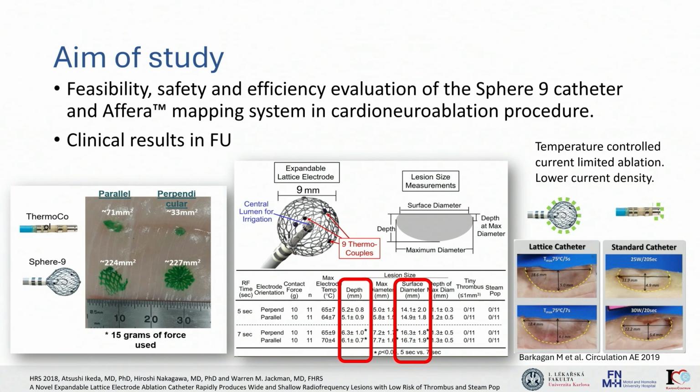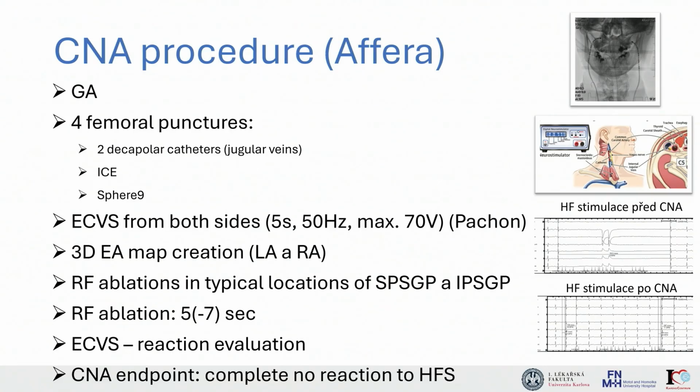You can do it definitely larger in terms of width of the lesion, maybe slightly deeper, but definitely it's much faster, in 5 seconds. So what is our strategy? The strategy didn't change with the Affera system. So we do our procedures in general anesthesia. We normally do 4 femoral punctures.